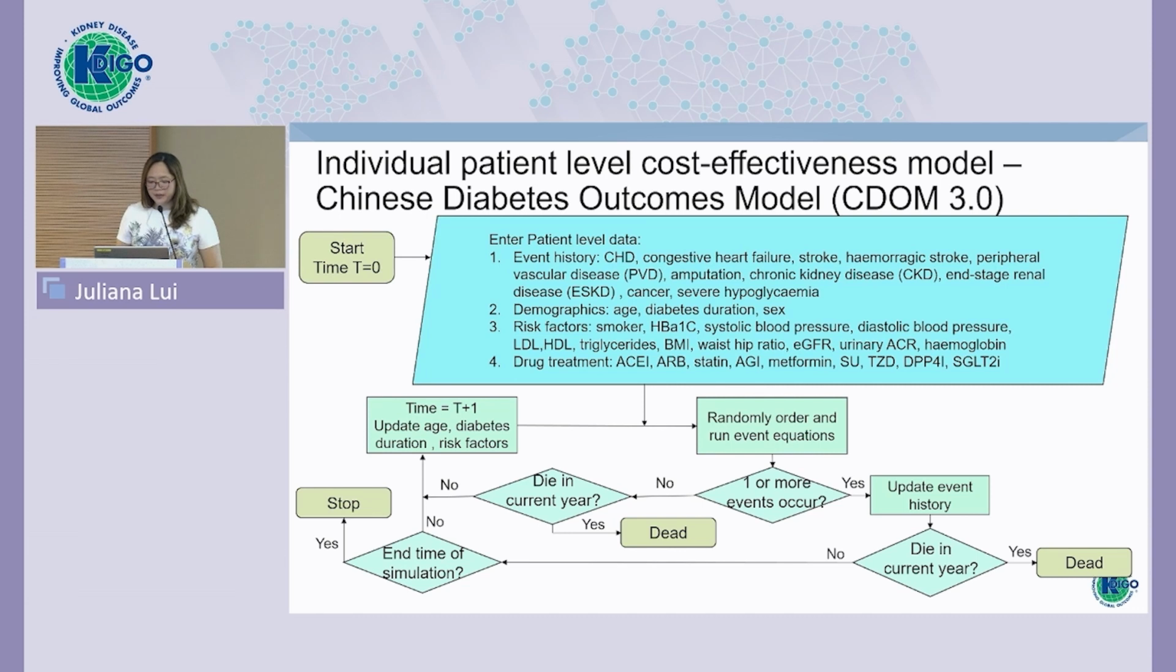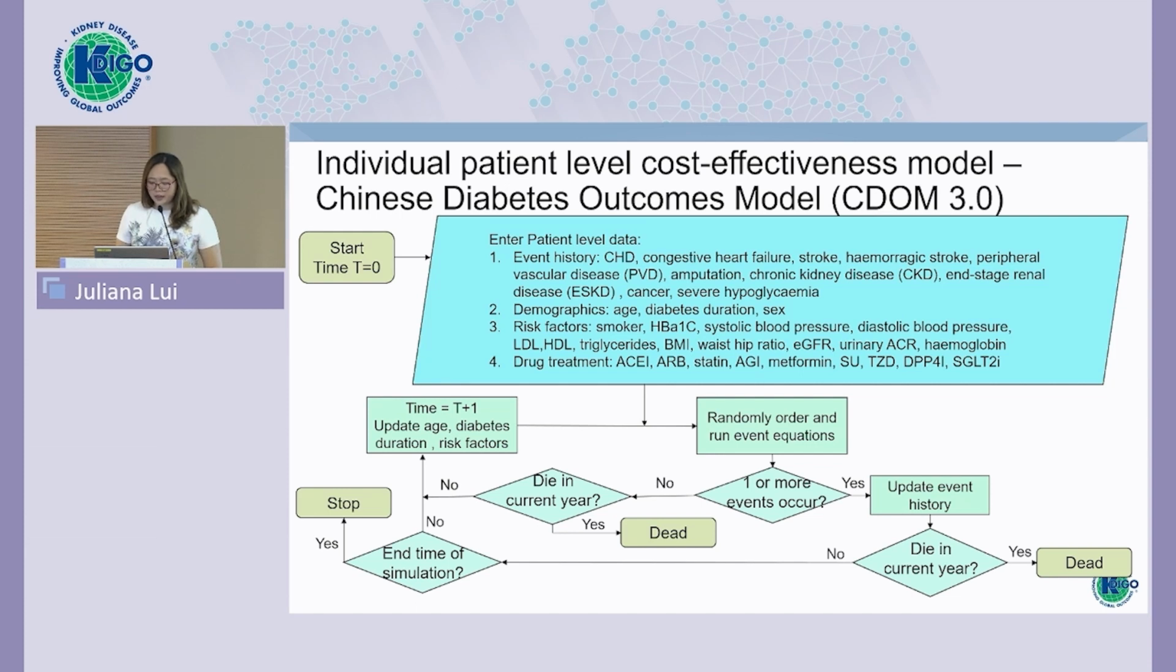So we developed this CDOM model in 2010. This is the first individual patient simulation in Chinese patients, and it was built on the data from 9,506 patients with type 2 diabetes enrolled in the HKDR between 1995 and 2007. The clinical endpoints were censored in 2009, and were retrieved from the HACMS.